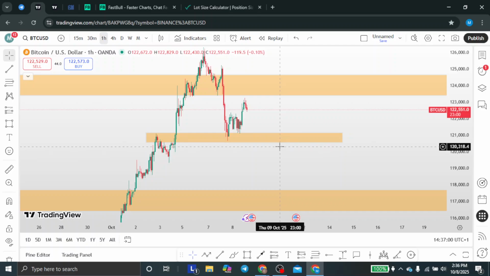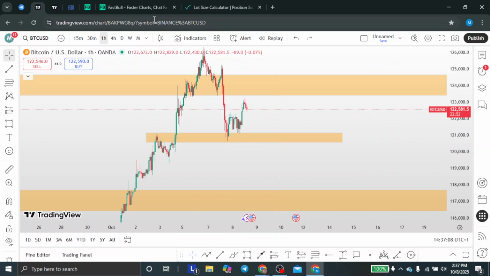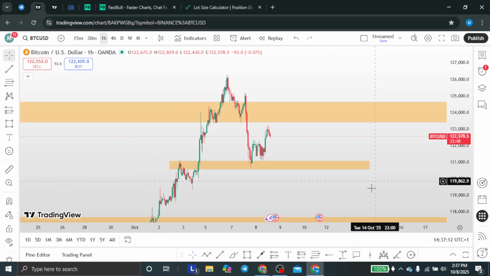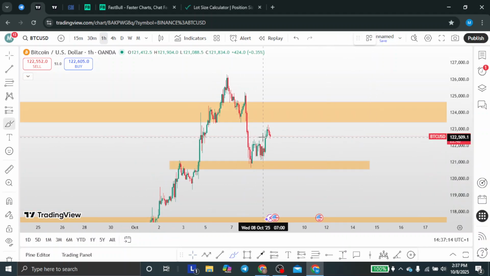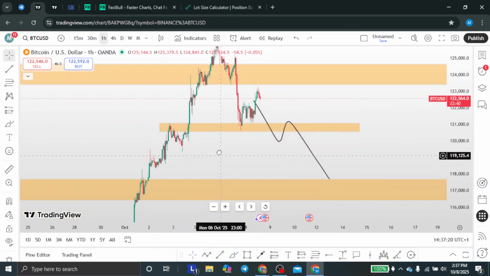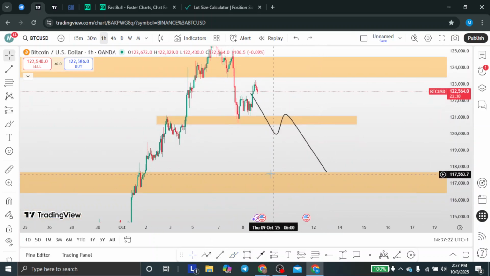Which support is it, major or minor? If you say a support level, you have to let me know if it is a minor or major support. No, minor support, sir. This is a minor support. So with this minor support, we expect the market to still break it, retest it, and sell to the resistance or support we are expecting it to sell to.